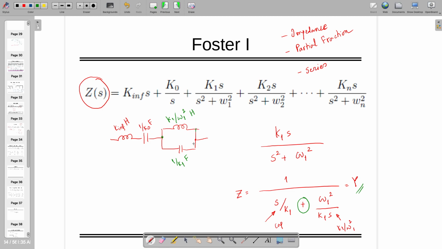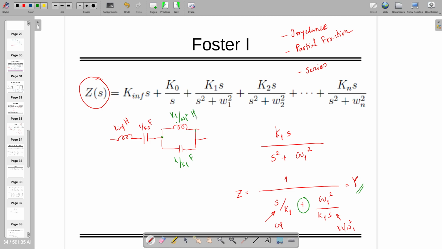Sir, I think it's reversed. 1 by K1 Henry should be there. So this is a capacitor, 1 by K1 farad. No, reverse. No, no, that's correct, right? Yeah, that's correct. I annotated these values at wrong places. That was the thing.